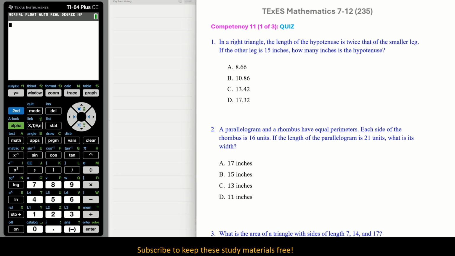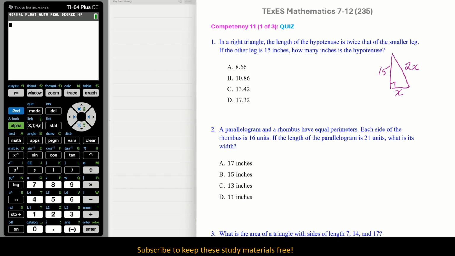Number 1. In a right triangle, the length of the hypotenuse is twice that of the smaller leg. If the other leg is 15, how many inches is the hypotenuse? Okay, so what are we looking for? Let's draw a quick triangle. So we have the hypotenuse is 2x, the smaller one is x, and then the other one is 15. So let's set up our Pythagorean theorem because I said it is a right triangle.